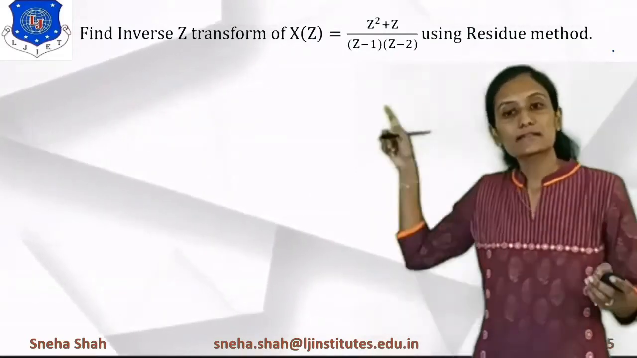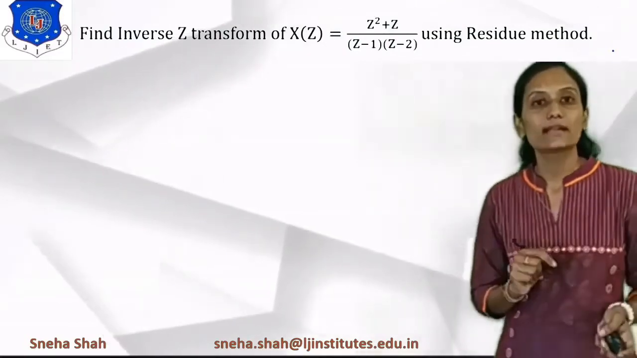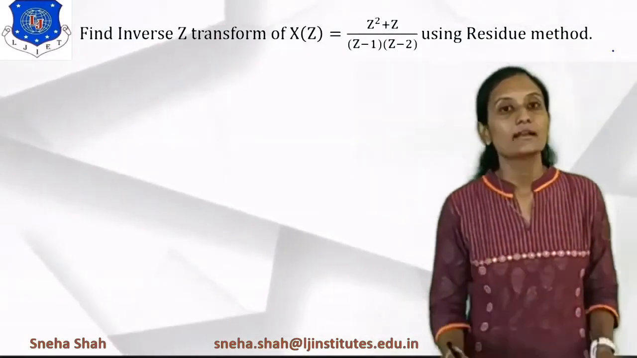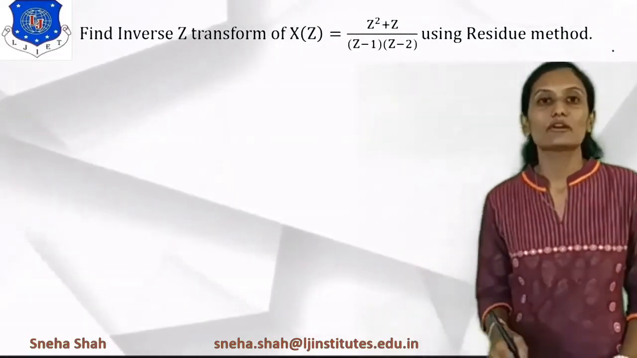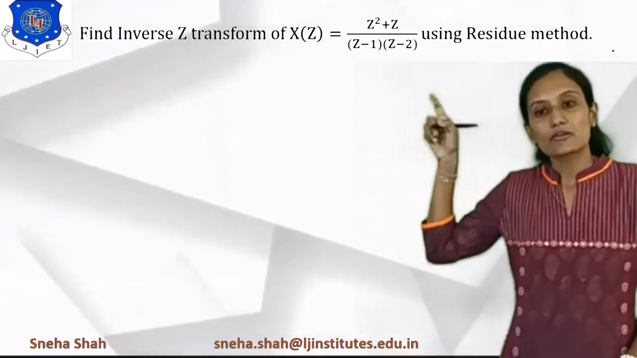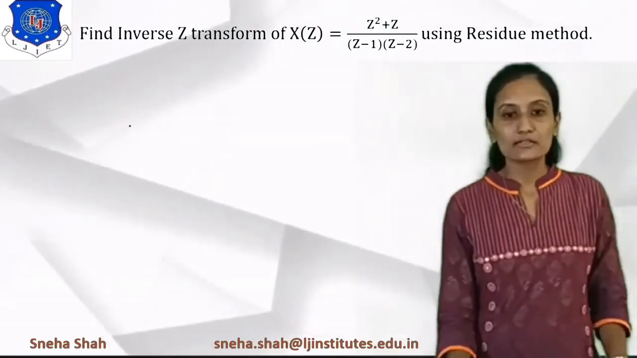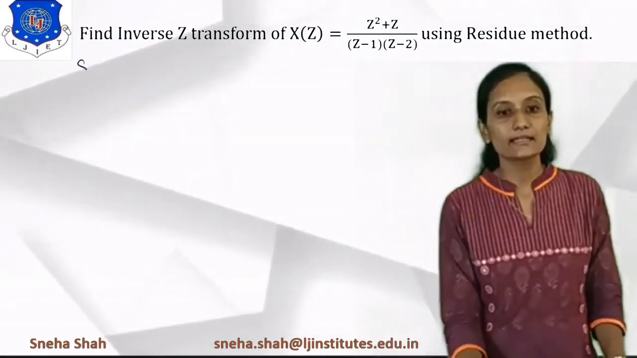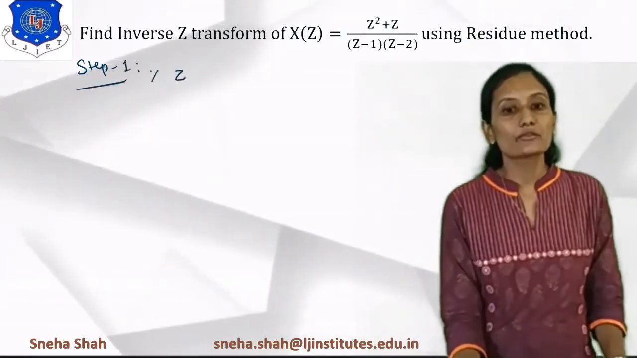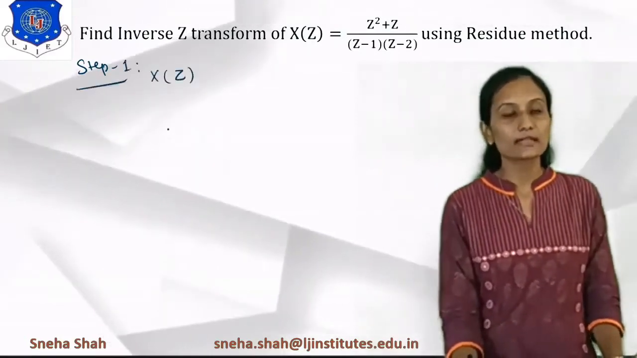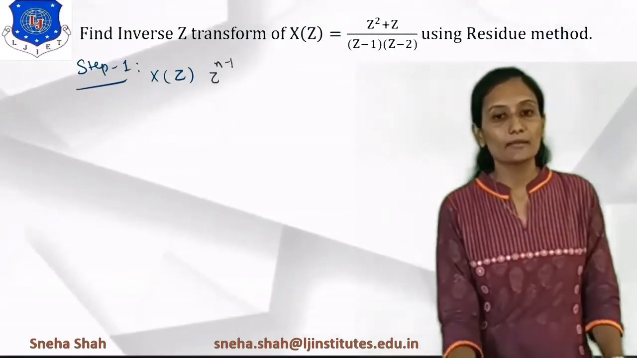But if factors are not given to you for this denominator, then you have to first of all find the factors for that, and then you will find the residue of it. So factors are already given to you, so I will solve this example directly. In this, step 1 is we are multiplying the original term X of z with z raised to n minus 1.